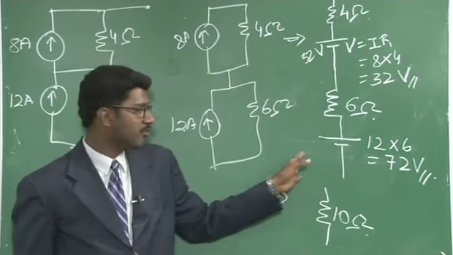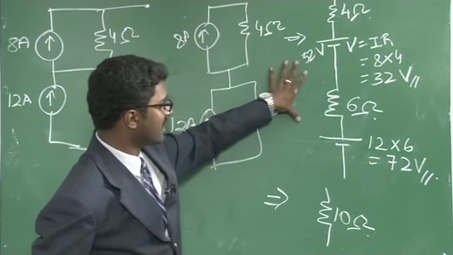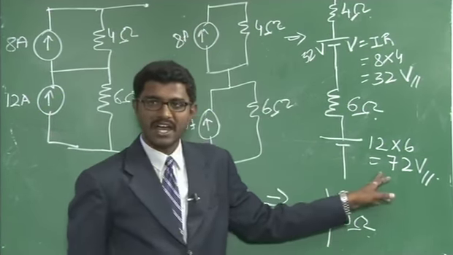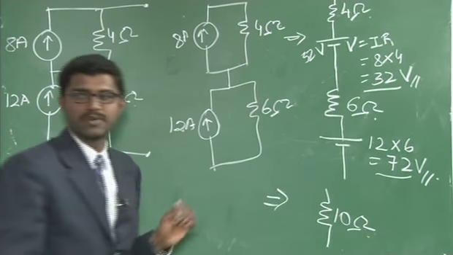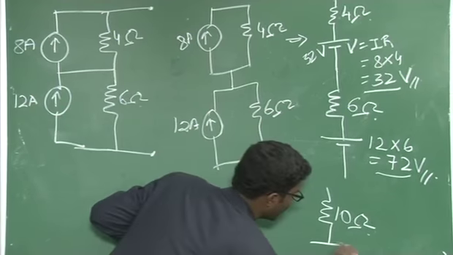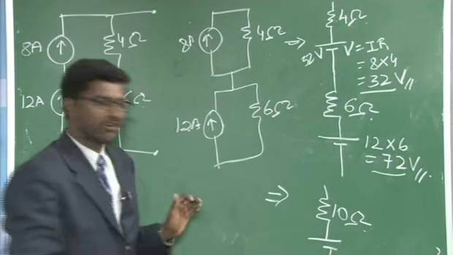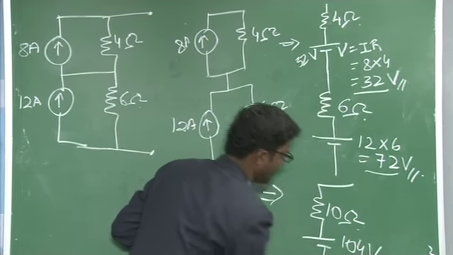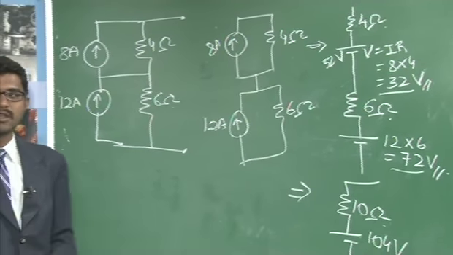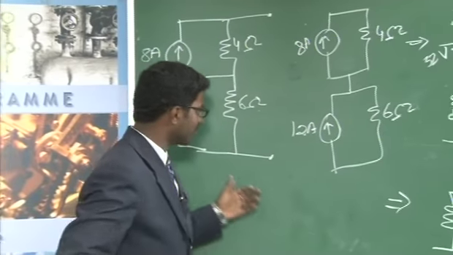We need to see the polarity. As both the polarities are in the same direction, you need to add them up, that is 72 plus 32. 72 plus 32 is 104. You have a voltage source which has a magnitude of 104 volts. This is the equivalent or single voltage source.